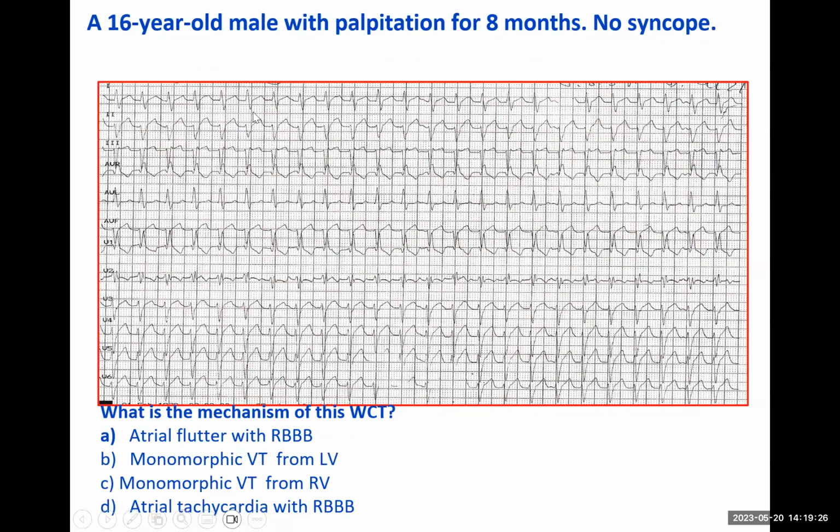Okay, this is another case, a 16-year-old with palpitations for 8 months, no syncope. He was sent actually as an SVT with aberrancy for further management with an EP study. So what do you think the diagnosis is here? ICC, monomorphic VT from the right ventricle.